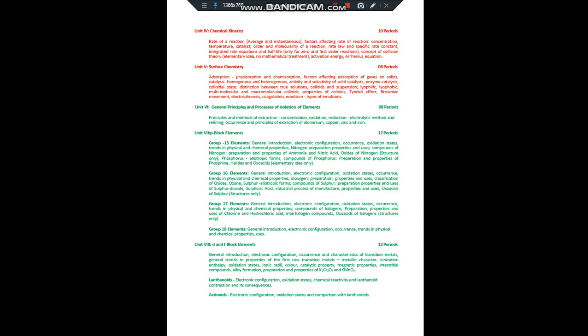Next we have P block elements. We have 4 groups this year. Last year they omitted the 15th group, and this year they have again added it to the curriculum. So it is a good and one of the biggest, lengthiest chapters of all the 16 chapters, that is P block. And later we get into D and F block elements.